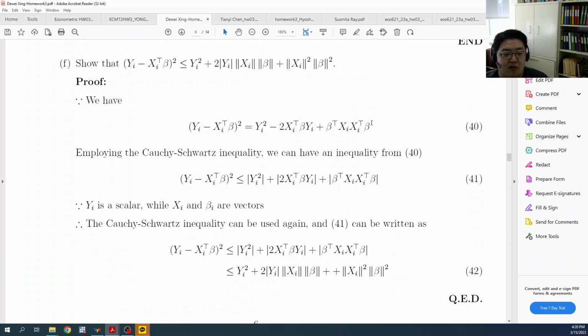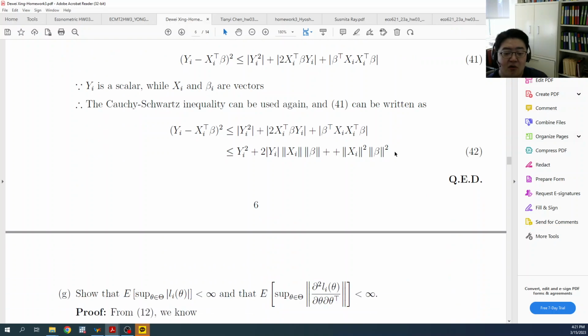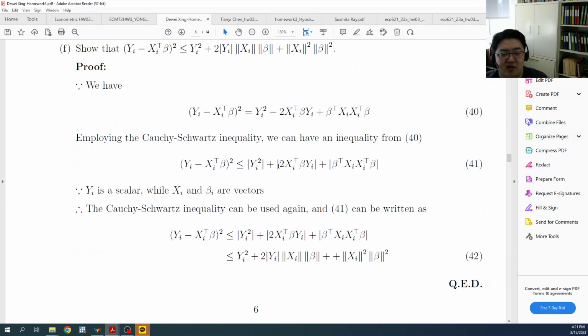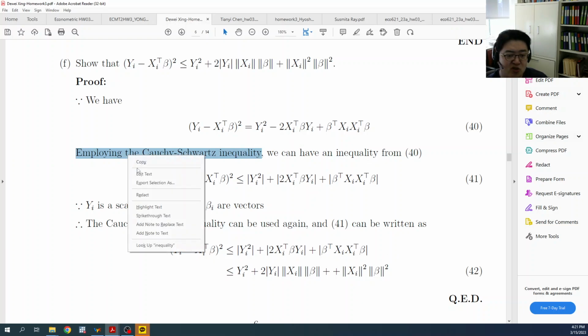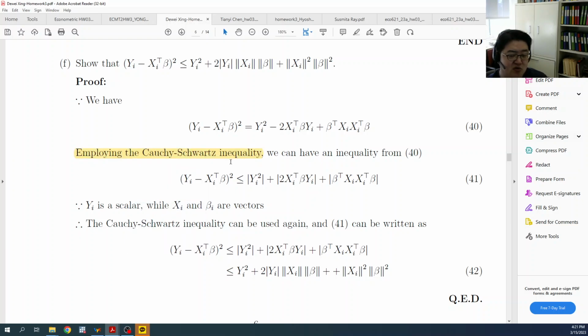Again here, Cauchy-Schwarz inequality is applied. It's more kind, but where? Employing the Cauchy-Schwarz inequality, this is not true. So this is an example where Cauchy-Schwarz inequality is not correctly used. Cauchy-Schwarz inequality is applied here, not this step. So coming from here to here is not the inequality, but from here to here, this inequality is Cauchy-Schwarz inequality. This is correct, but this is not Cauchy-Schwarz inequality, right?